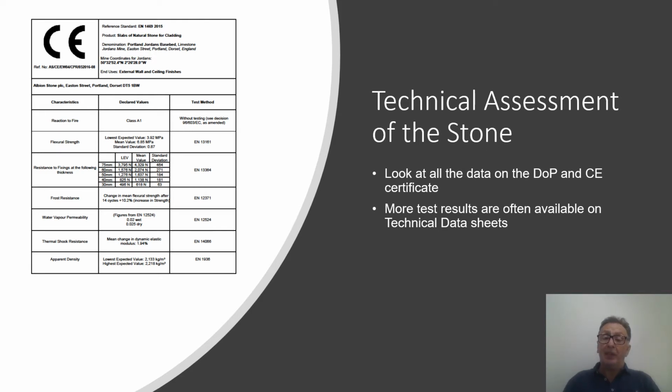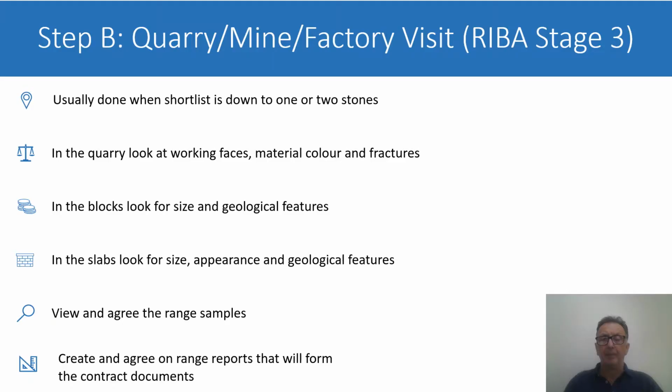It may be that the existing stone has detailed technical information available in the form of technical reports. These are always useful to review as well, providing they're in date and of relevance to the material to be supplied to the project. Our second step, or step B, is the visit to the quarry, mine and/or factory. Quite frequently, a factory will be on the same site as the quarry or mine.